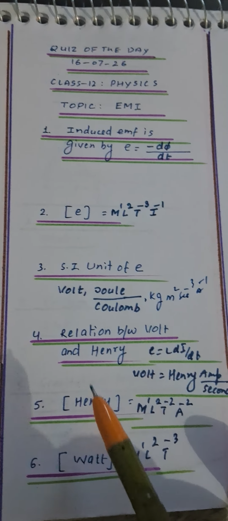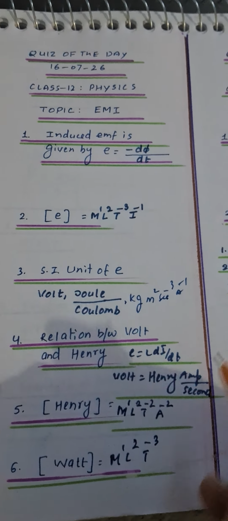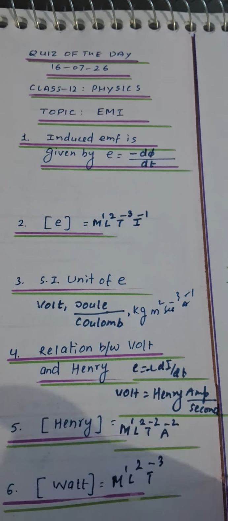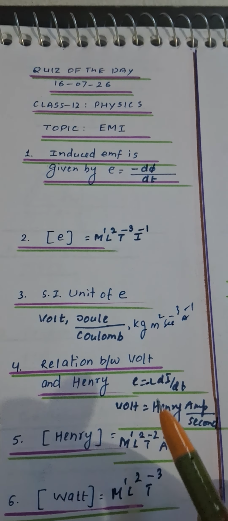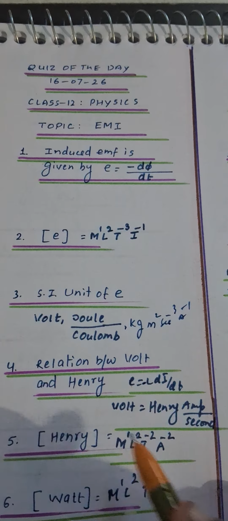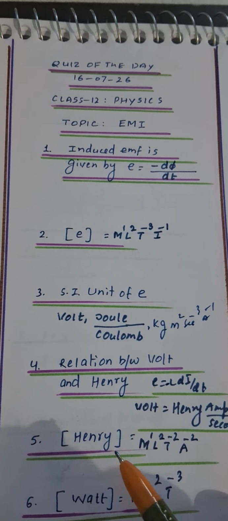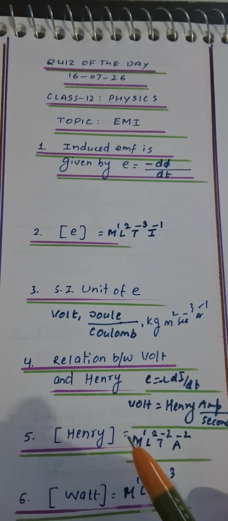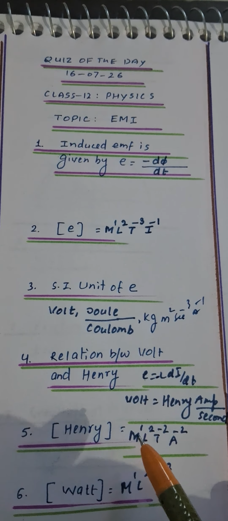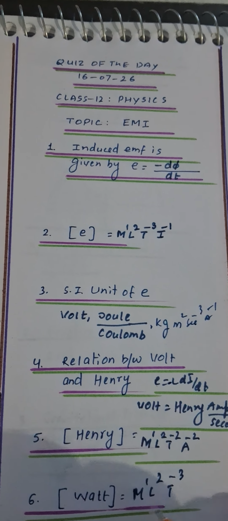Then we have another question on the relation between volt and Henry. E is equal to minus L di by dt. If we compare units on both sides, we have volt equals Henry ampere per second. So that will be the relation. Then we have the dimensional formula for Henry. Henry is basically inductance, and we have energy as half L i square. Using that, we have the dimension as M^1 L^2 T^-2 A^-2.